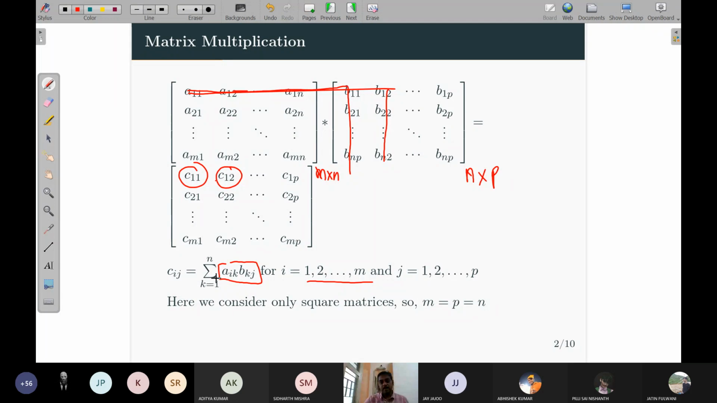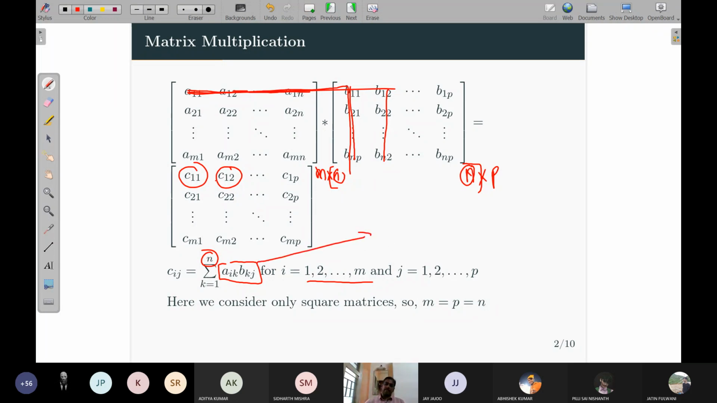And k should run from 1 to n, which is the column, because each element in this row will be multiplied by each element in this column. So this row has n elements and this column has n elements. That is why the k index runs from 1 to n. So that is how matrix multiplication happens.